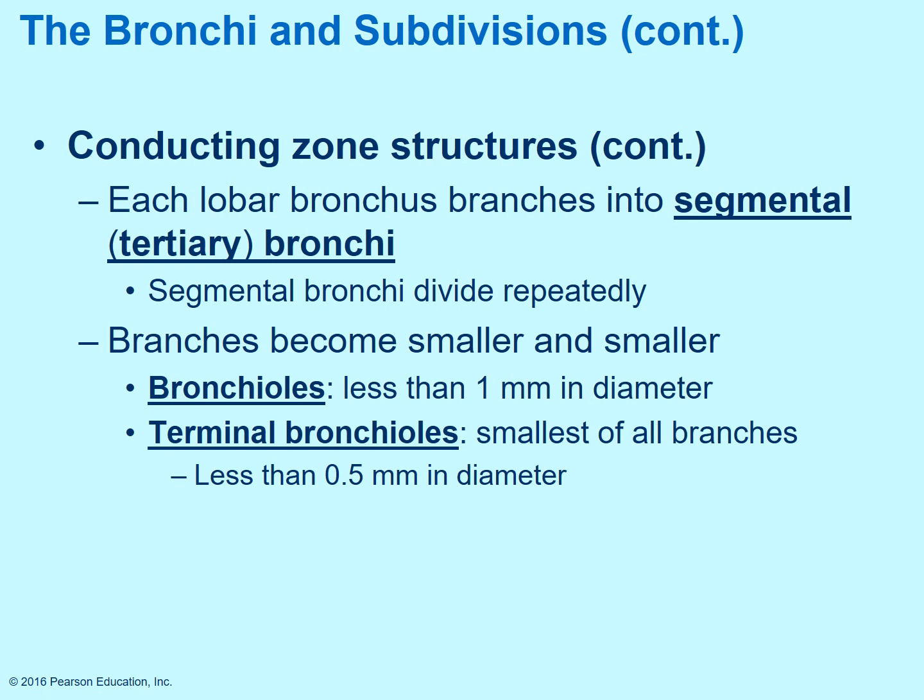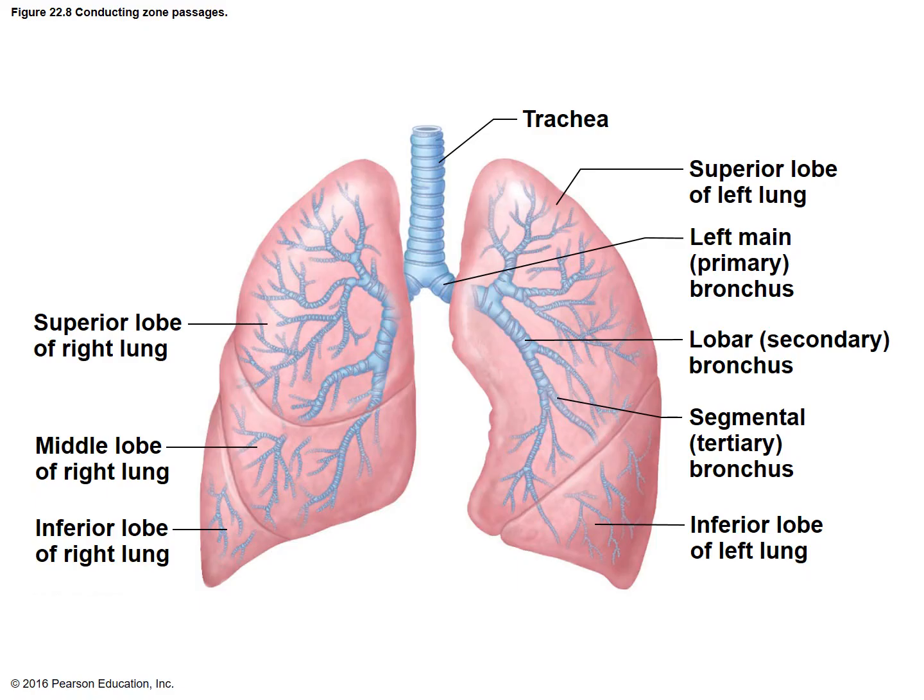When the diameter is less than 1 millimeter, then we call them bronchioles. And then the terminal bronchioles, these are the smallest of all, because the bronchioles keep branching smaller and smaller until you get to the terminal bronchi, where the diameter is less than 0.5 millimeters. The diameter is getting smaller and smaller and smaller.